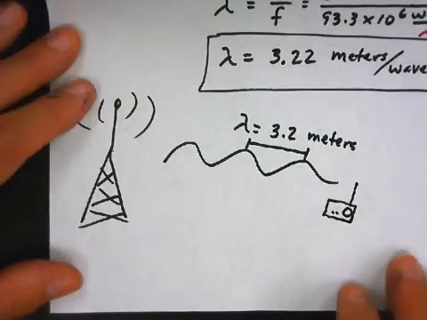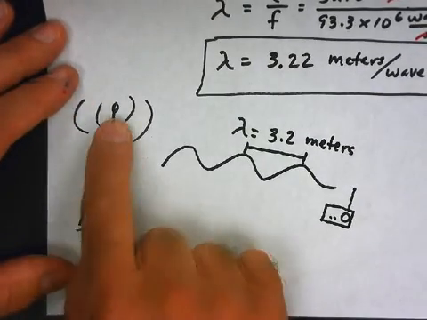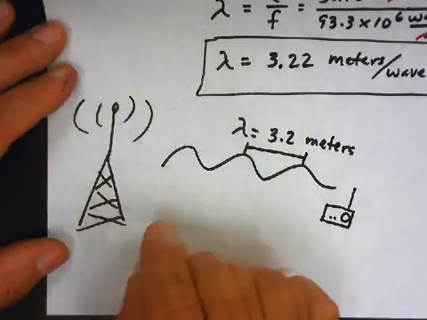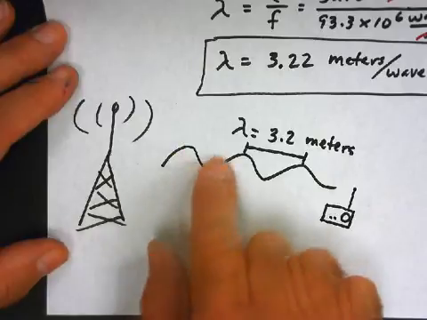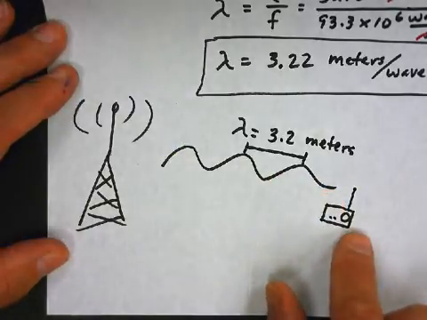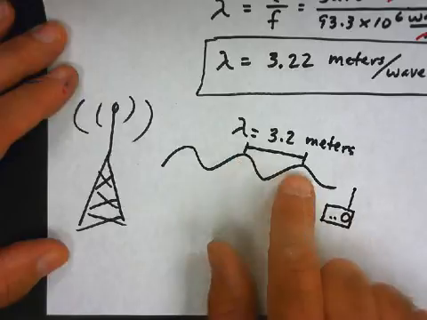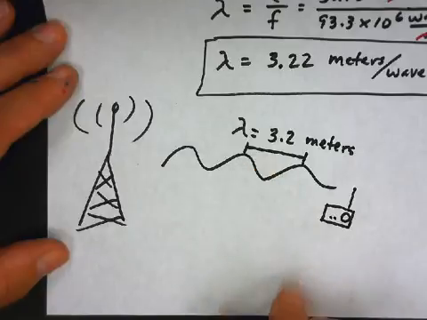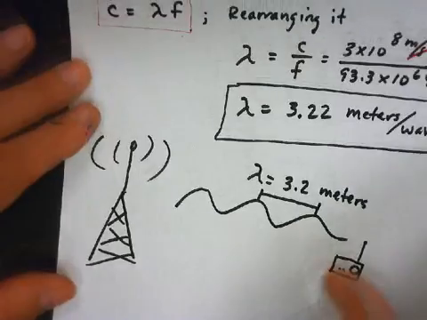If we want to visualize that with a little cartoon, here's the radio transmitter transmitting radio waves out in all directions. If we just look at the waves going to, like, your radio, for example, we can see from peak to peak, or trough to trough, the wavelength is 3.2 meters, or a little over 3 baseball bats in length.